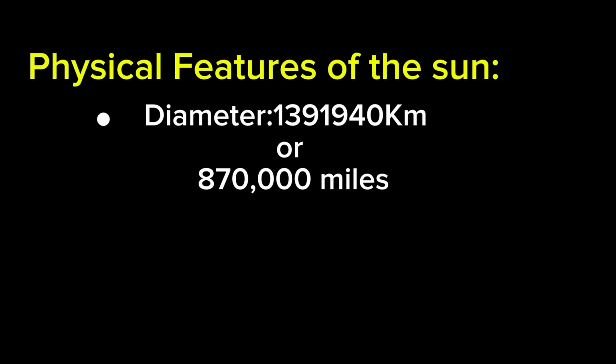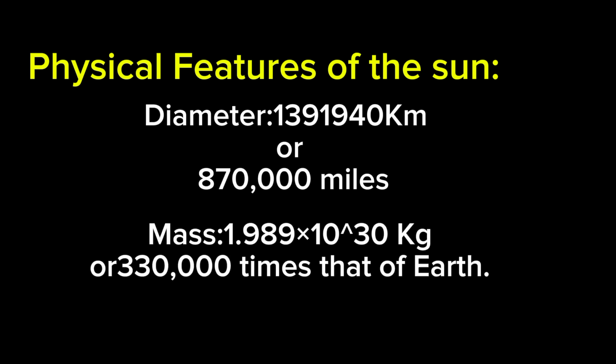Second feature of the Sun is the mass of the Sun, which is 1.989 multiplied by 10 raised to the power 30 kilograms, or 3 lakh and 30,000 times that of Earth. It means that the mass of the Sun is 3 lakh and 30,000 times more than that of Earth.